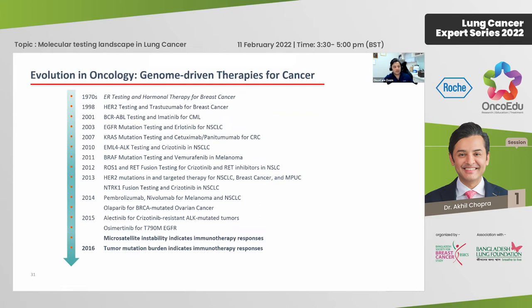And why is this? What has this led to? It's really led to a revolution or evolution in oncology where we are now using more and more genomic-driven therapies for cancer thanks to availability of this kind of information. And just some highlights since 2009, I would say, when EGFR mutation testing became standard, at least here in Singapore, with the availability of TKIs. ALK testing 2010, BRAF testing in 2011, ROS1 RET fusion testing 2012, and the list goes on and on till today.